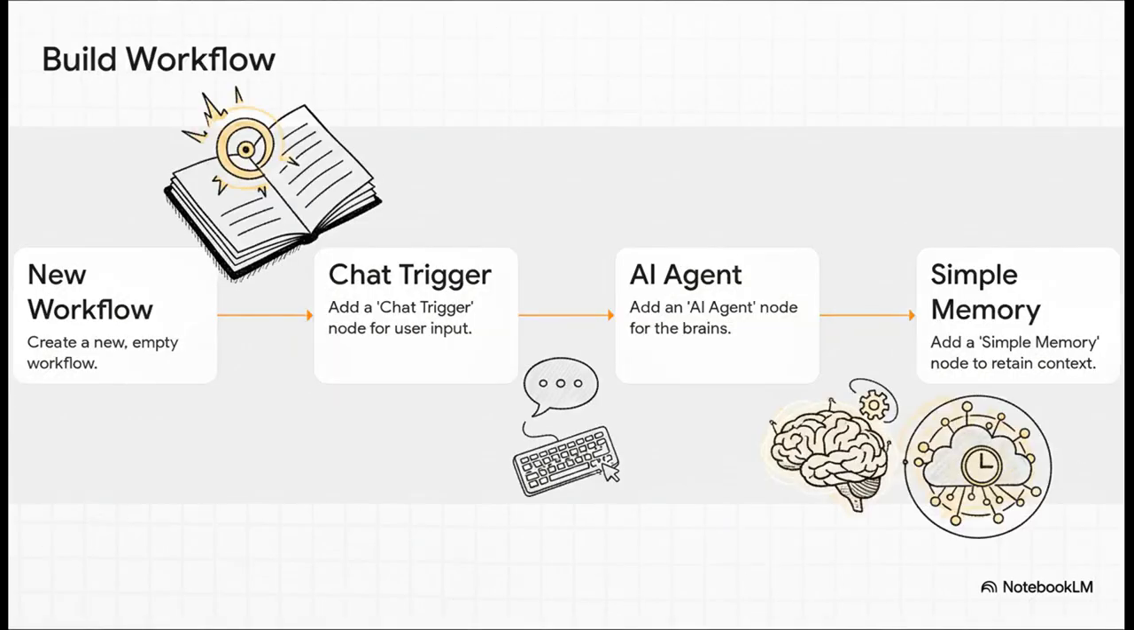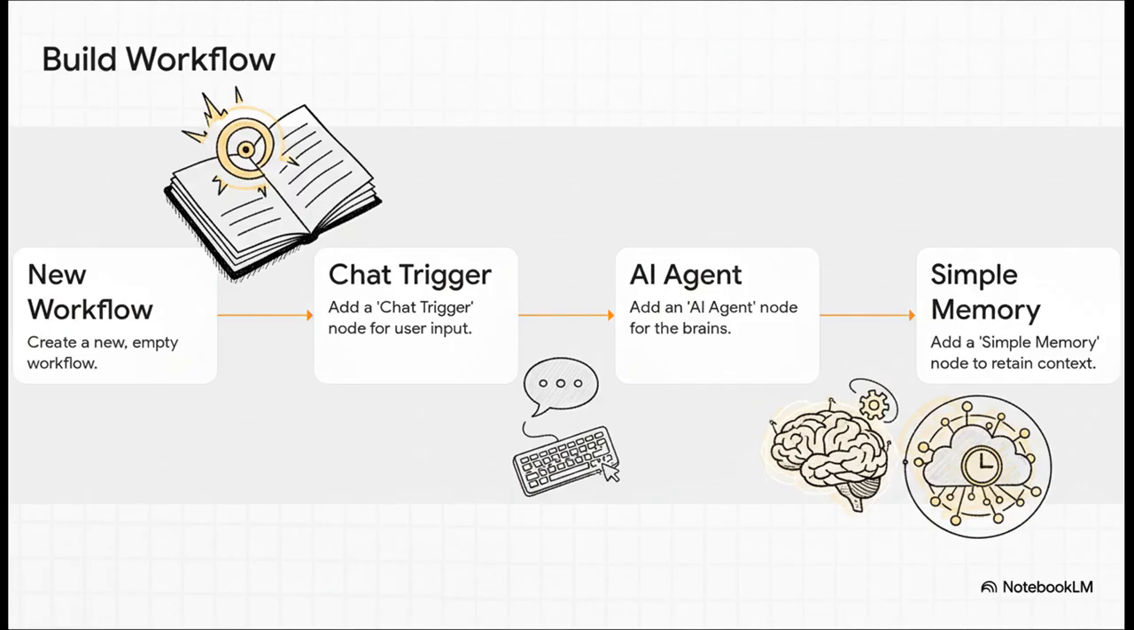And now for the fun part, building the actual structure for our agent. On that blank n8n canvas, create a new workflow. You're going to start by adding a chat trigger node. That's basically the chat window where you'll talk to your agent. Next, you connect that to an AI agent node, which is going to be the brains of the whole operation. And finally, you add a simple memory node. This is a really important step because it's what lets the agent remember what you talked about from one message to the next.